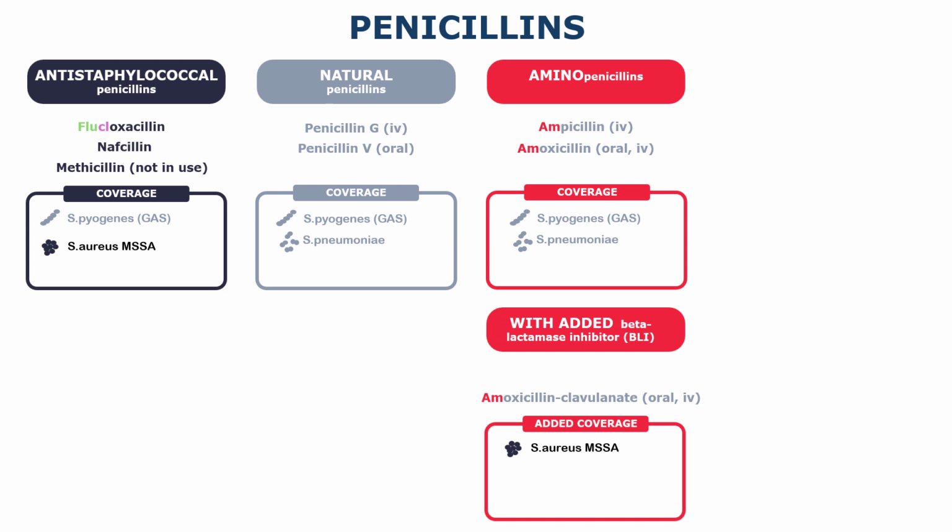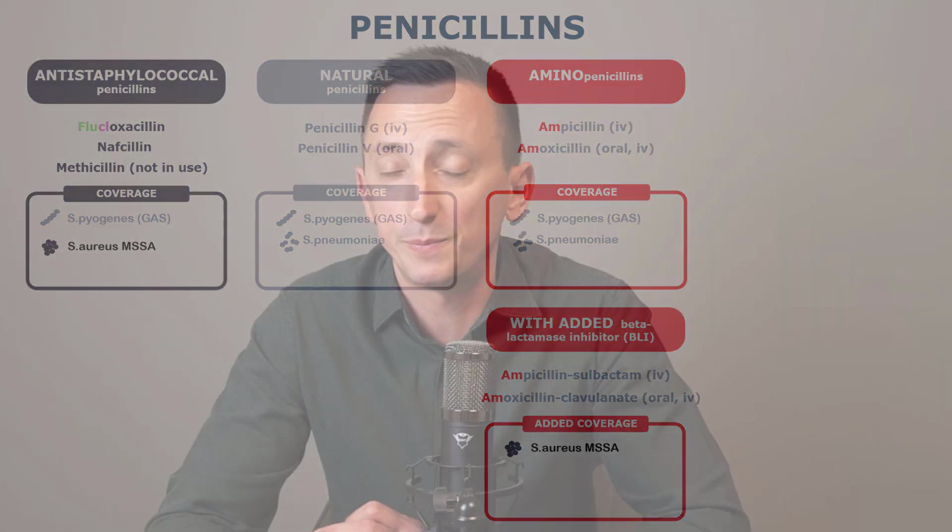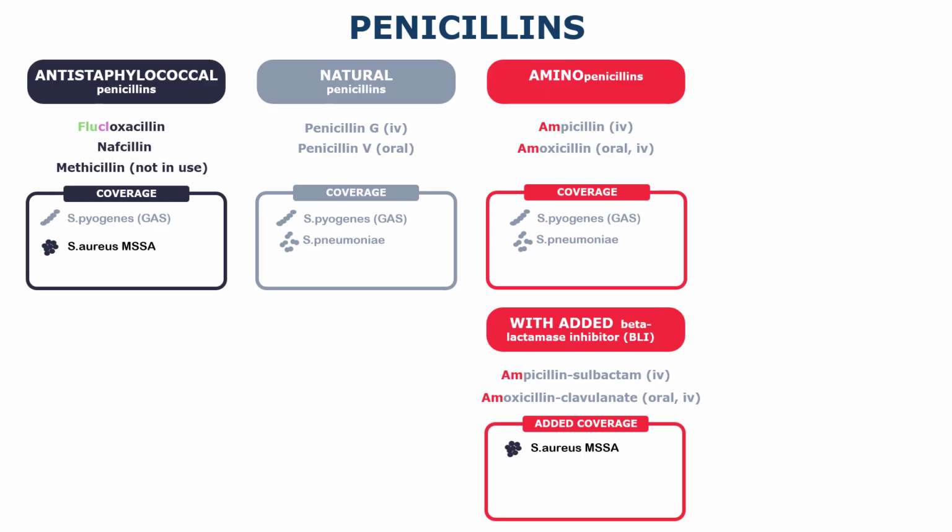And just like we combine amoxicillin with clavulanate, we also combine ampicillin with its beta-lactamase penicillinase inhibitor. In this case, it's sulbactam. So amoxicillin is combined with clavulanic acid and ampicillin is combined with sulbactam. Their spectrum of activity is virtually identical, but ampicillin-sulbactam comes only in IV formulations.